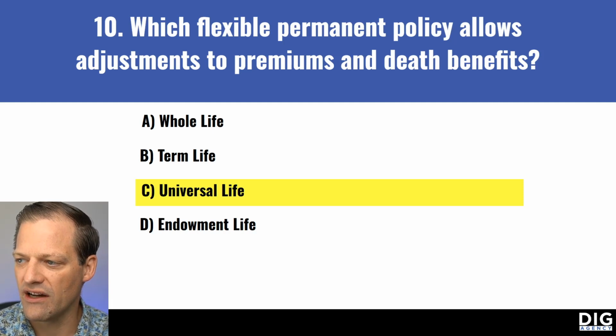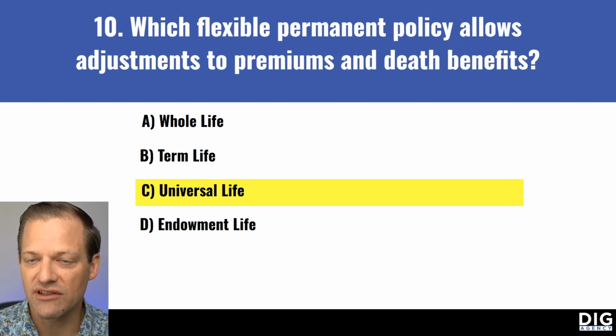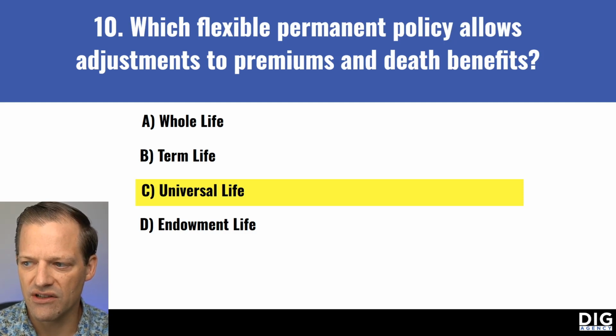Well, this one, the question says, allows adjustments to premiums and death benefits. Well, the death benefit's fixed. Excuse me, let me take that back. The premium is fixed. So we know by default it can't be whole life insurance because you can't adjust the premium. So scratch that off.